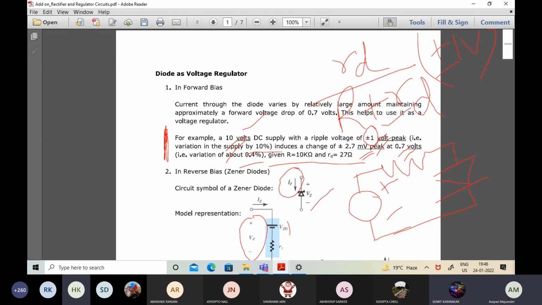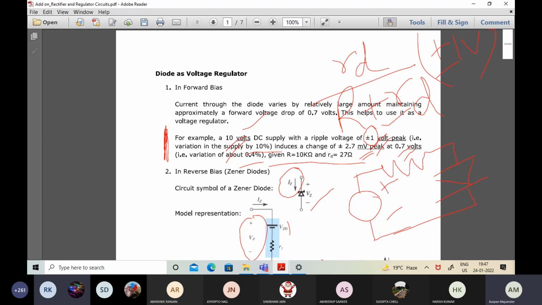So obviously, sir, the formula is RD by R plus RD, which is minor, giving 2.7 millivolt peak. I'm simply applying the voltage divider rule over here. All of you are quite aware of the voltage divider rule. That is RD by R plus RD into VI plus R by R plus RD into 0.